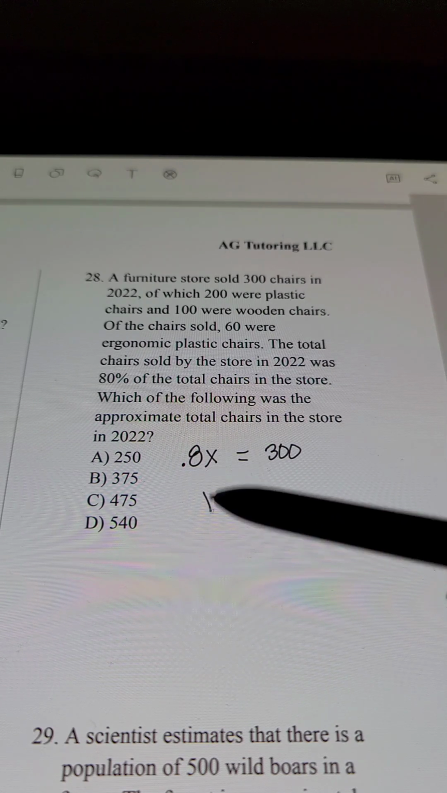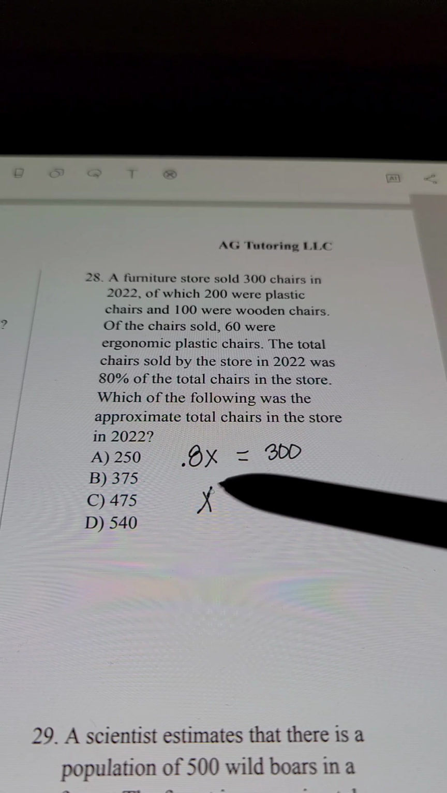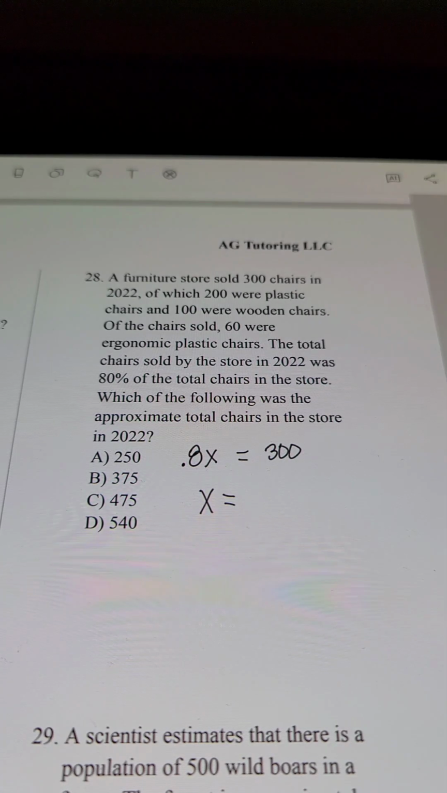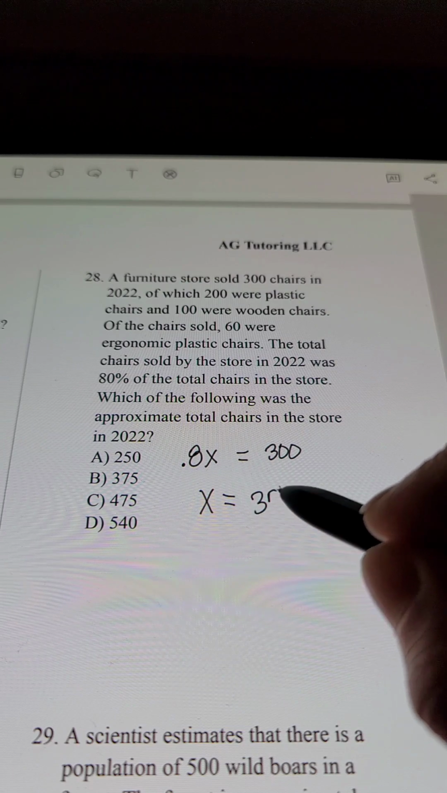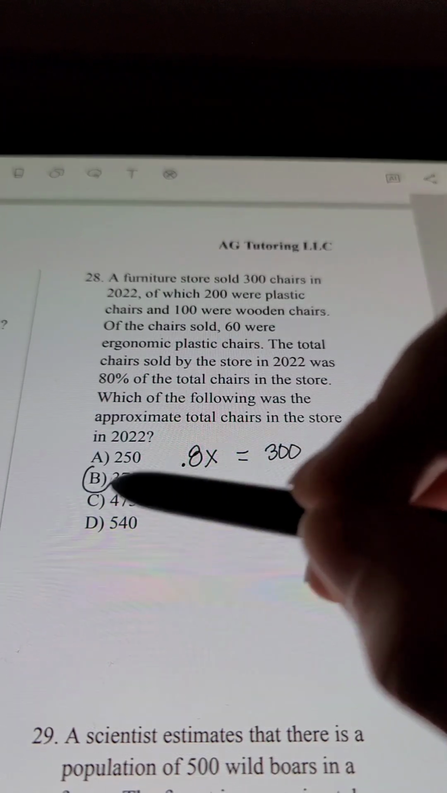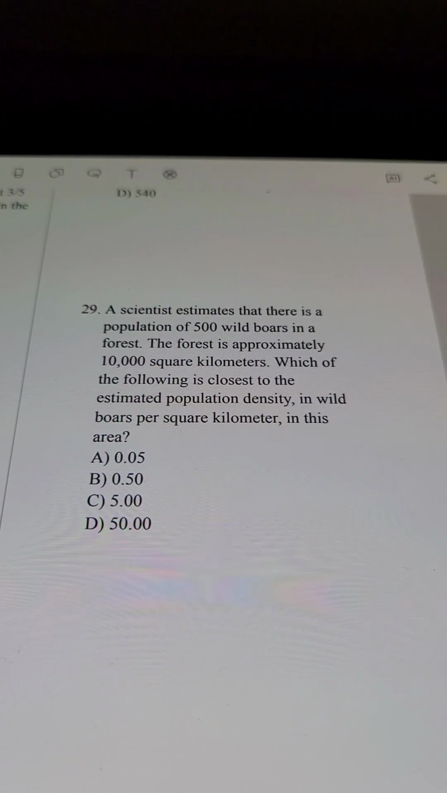So now I just need to divide by 0.8 on each side to get X completely by itself. And that gives me that X is equal to 375. So that is my answer, B. Pause to read number 29 if you haven't already.